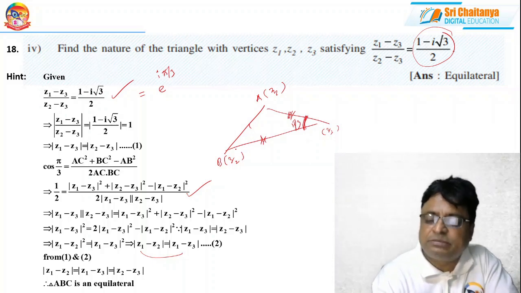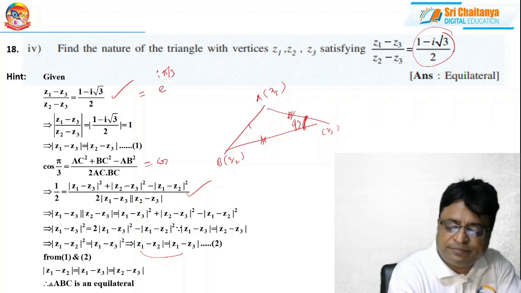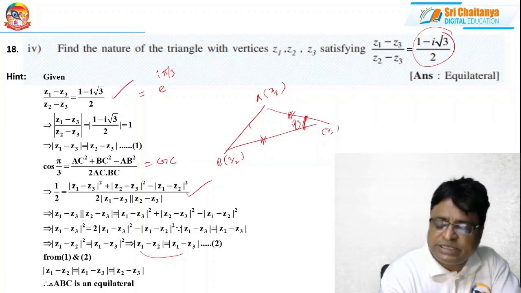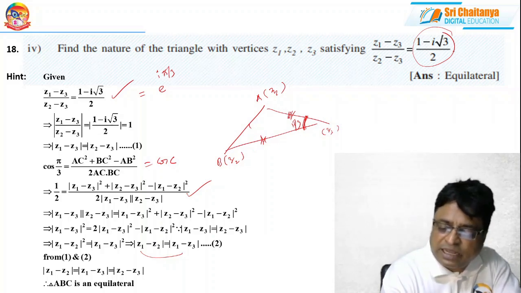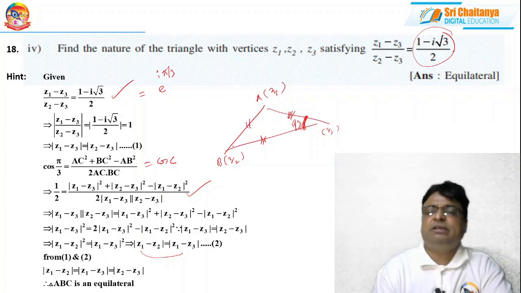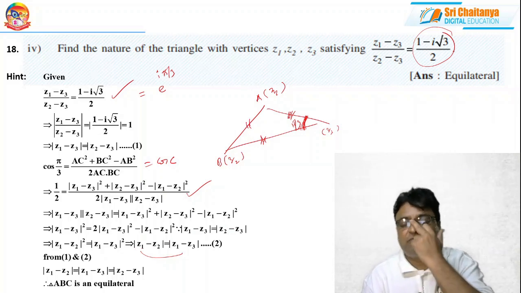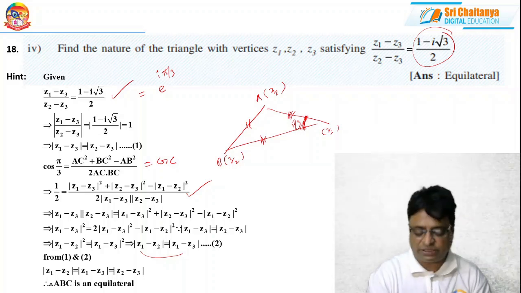Here I applied what? The cosine formula. By the cosine formula, what is cos C? Cos C means cos pi by 3. What is cos C? AC square plus BC square minus AB square by 2 AC into BC. And here my angle between these two sides is pi by 3. I applied it and I simplified this. I got the remaining two sides are also equal. So all three sides are equal. That means what? The triangle is equilateral. So with the help of this information only, by Coni's method, I got this one.